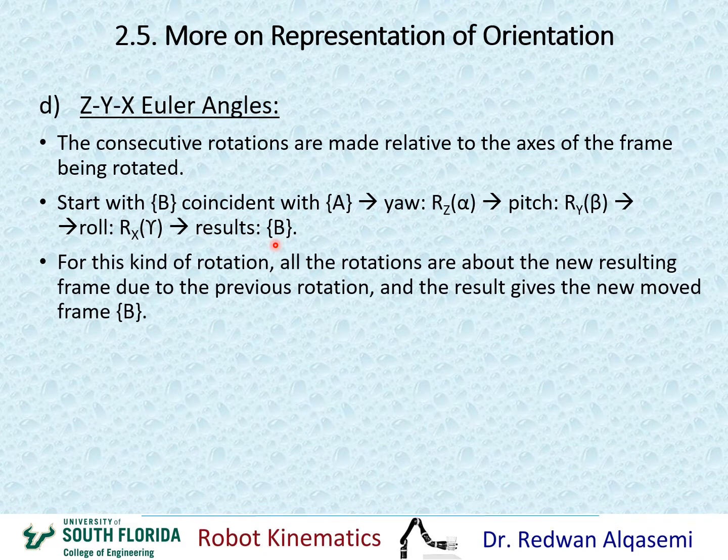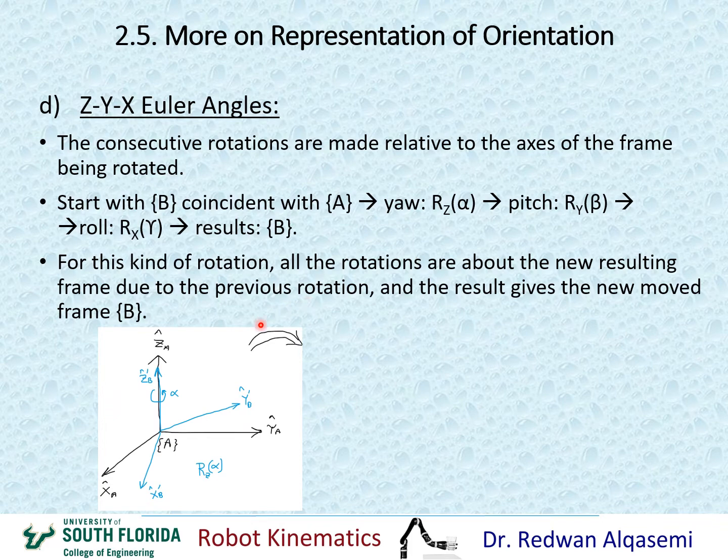Now for this kind of rotation, all the rotations are about the new resulting frame due to the previous rotation. The result gives the new moved frame, which is frame B. Make sure that you understand this and remember this. The rotations here are about the rotated axes from the previous rotation. Now let's look at this graphically.